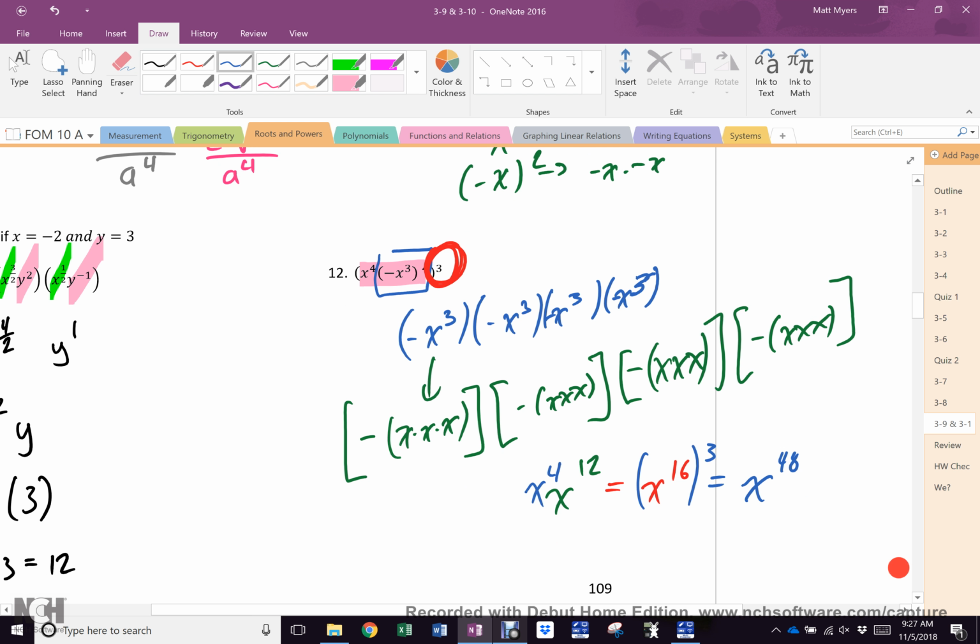Now, what's x? Negative 2 to the 48th. Can you evaluate that in your head? No, of course not. I would never make you. But I would ask you this in your head. Is that answer going to be positive or negative? Positive, because that x is going to repeat an even number of times. Everybody cool?